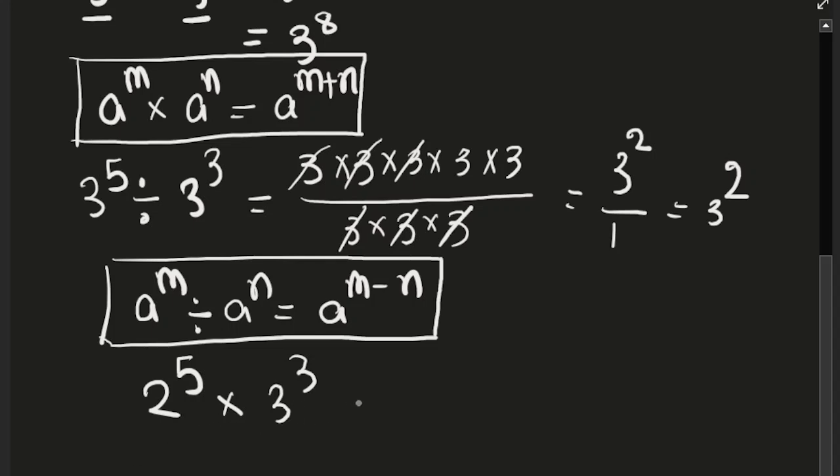So this cannot be multiplied using the formula of exponent. So we have to multiply it individually. Means 2 to the power 5 value we have to calculate and 3 to the power 3 value we have to calculate. Then we can multiply it.